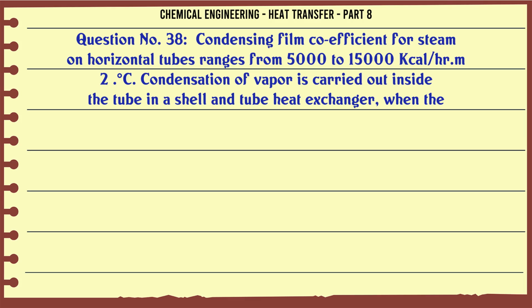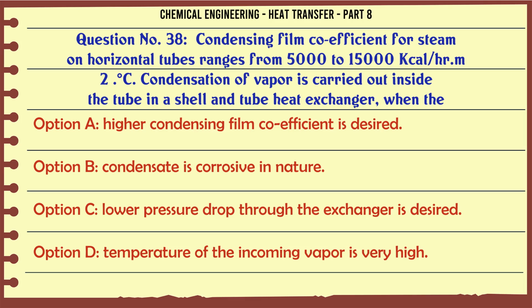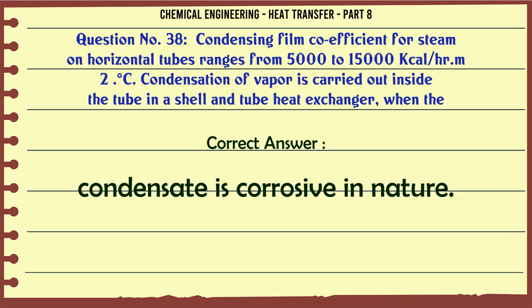Condensing film coefficient for steam on horizontal tubes ranges from 5000 to 15,000 cal/hr.m². Condensation of vapor is carried out inside the tube in a shell and tube heat exchanger when: A. higher condensing film coefficient is desired. B. Condensate is corrosive in nature. C. Lower pressure drop through the exchanger is desired. D. Temperature of the incoming vapor is very high. The correct answer is condensate is corrosive in nature.